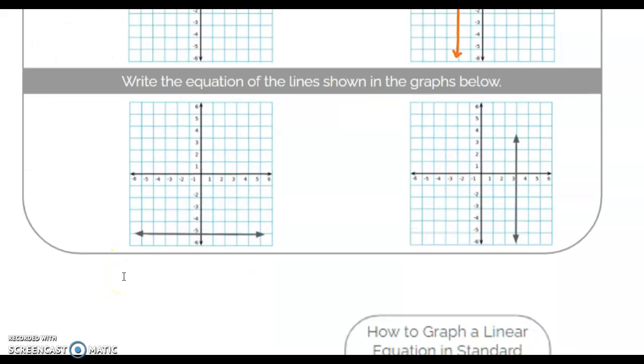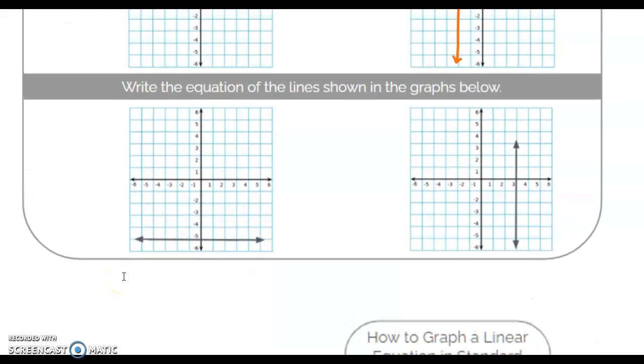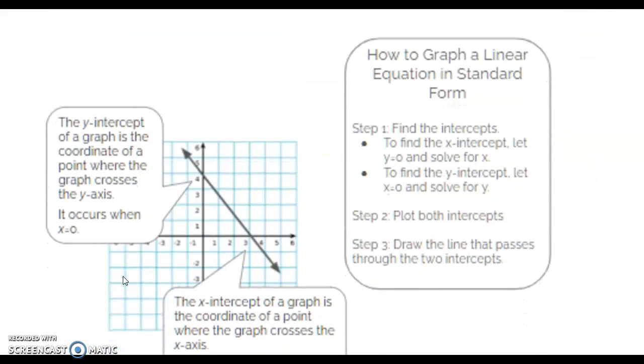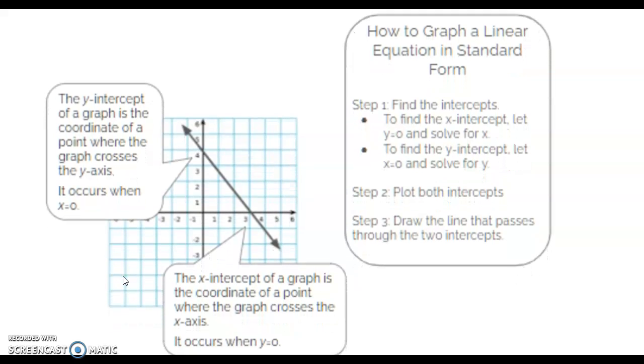All right, now it wants us to write the equation of the line shown in the graph below. In the graph below, this is a horizontal line, and a horizontal line is y equals the number. And it goes through negative 5, so it's y equals negative 5. This over here is a vertical line, so it's x equals something, and it goes through 3, so it's x equals 3.